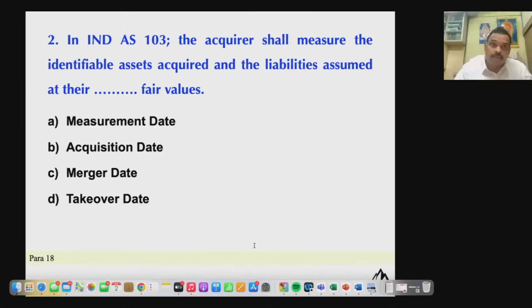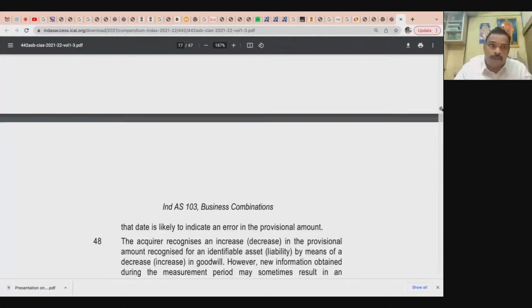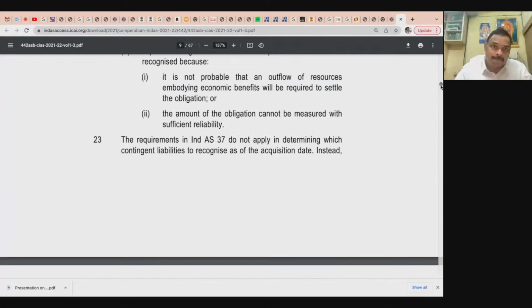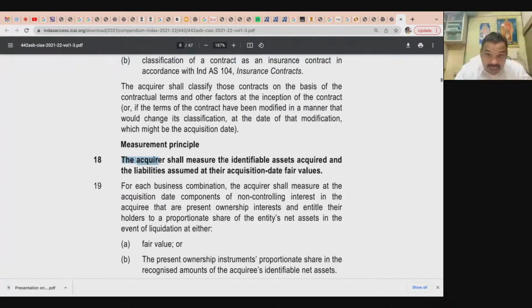Now please look at this. Your para number 18, let me take you to para 18 here. Look at this. The acquirer, the buyer, shall measure the identifiable assets and liabilities. This is most important. Whenever you are taking over a business, you are not only taking over the assets, but also the related liability. You have to measure the assets and liabilities in current price, that is the fair value. And at what date? The acquisition date.